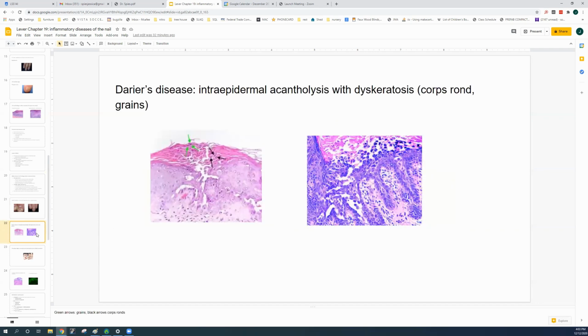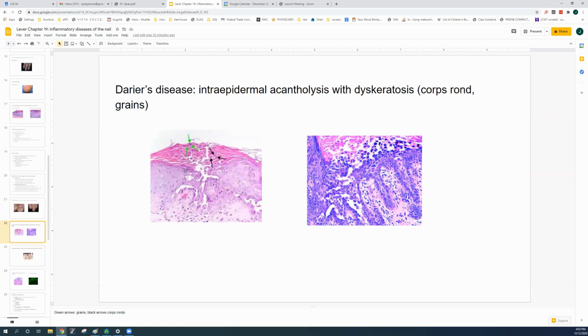Here's the histology of Darier's disease. You get intraepidermal acantholysis. So here we've got an acanthotic epidermis with all of these keratinocytes that look like they're floating. They are becoming unattached from their neighbors. Here, a little bit more acantholysis.